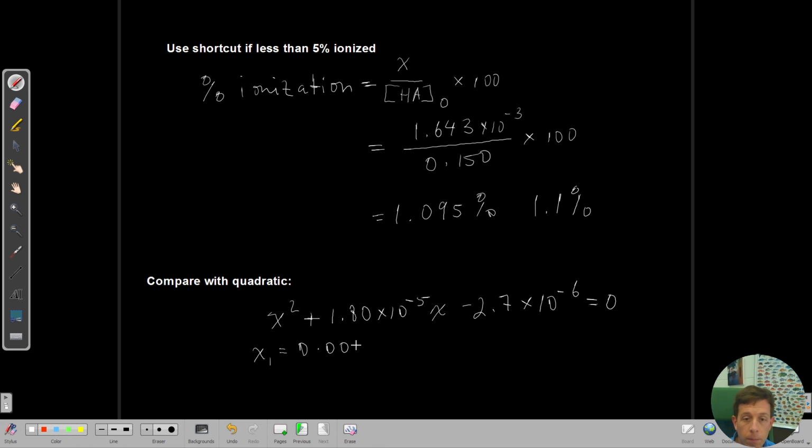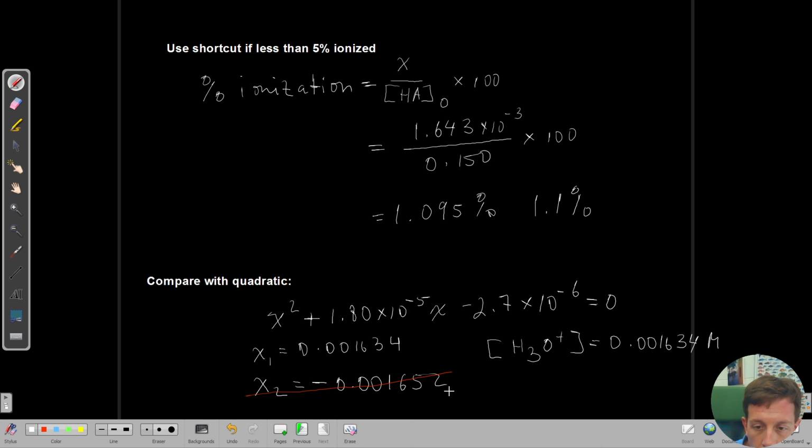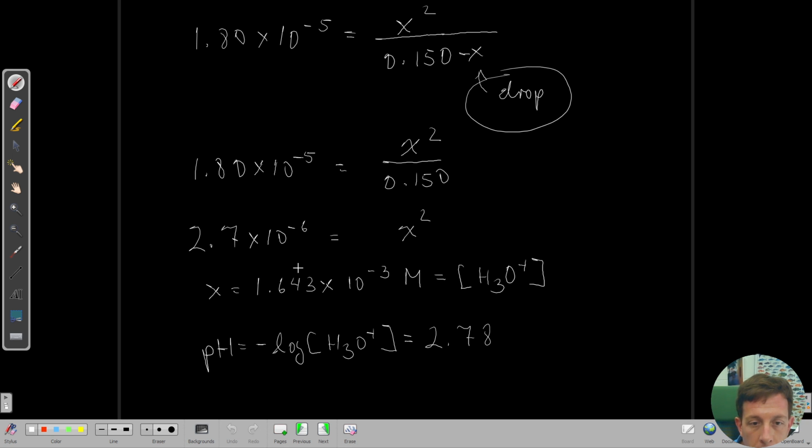And if I solve this in a quadratic equation solving tool, I end up with the first x equals 0.001634. And the second x would be a negative number, so this would not be plausible. Therefore, the concentration of H3O+ is represented by that x that is a valid solution of this quadratic, which is 0.001634 molar. And that is just a small difference from the x we calculated with this nifty shortcut that we did earlier. So it looks like just the two last digits here are transposed.